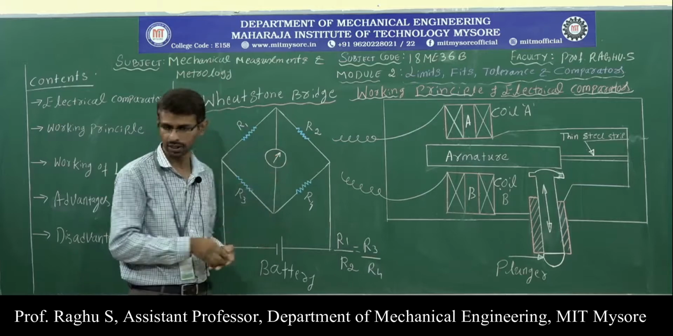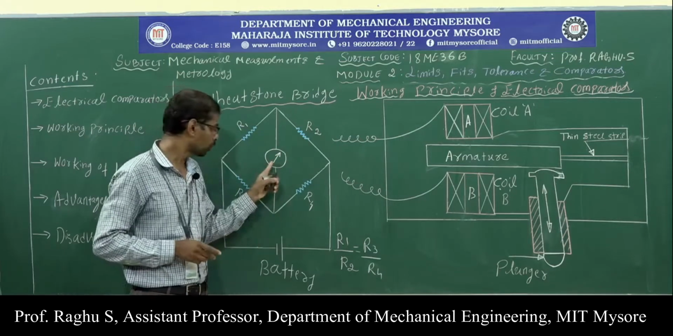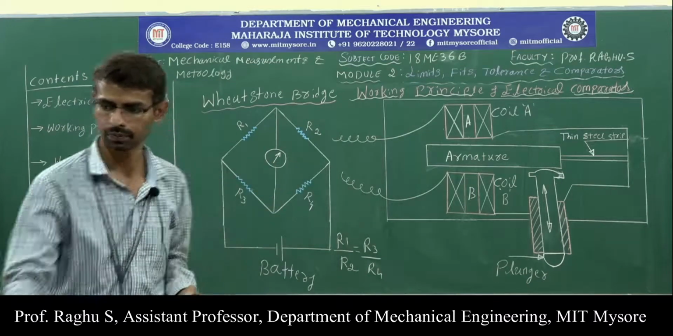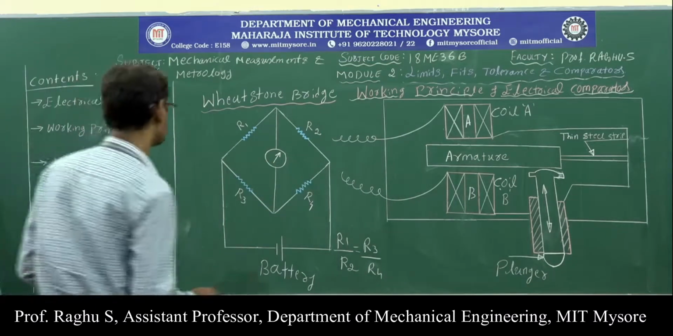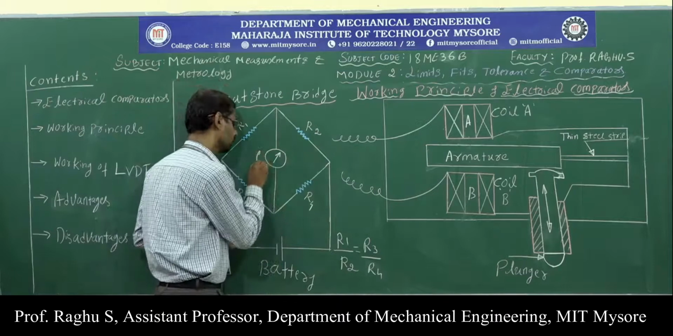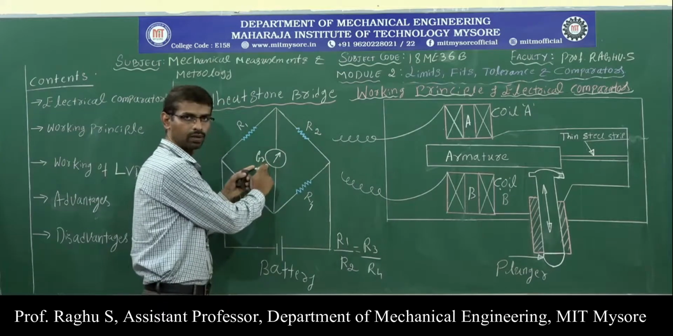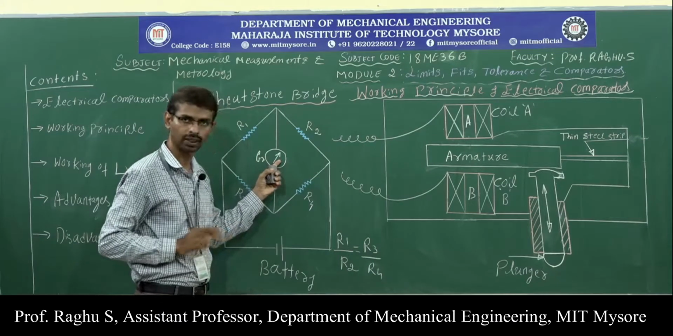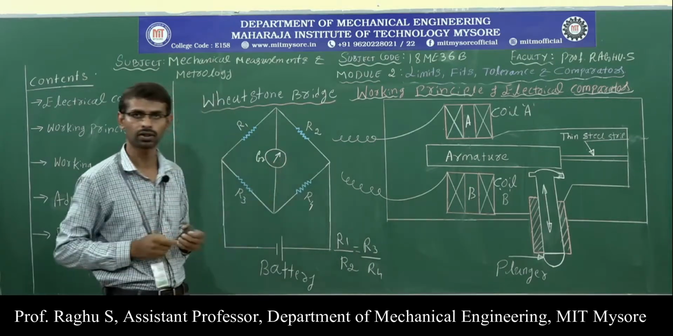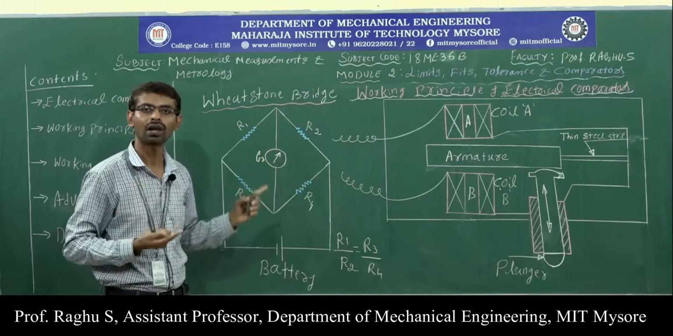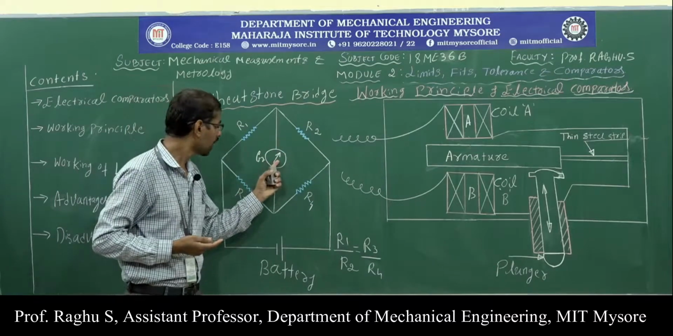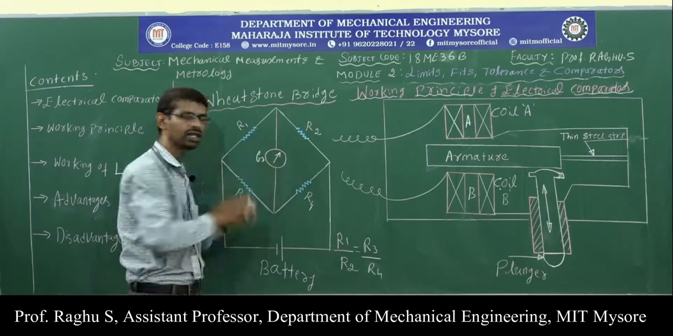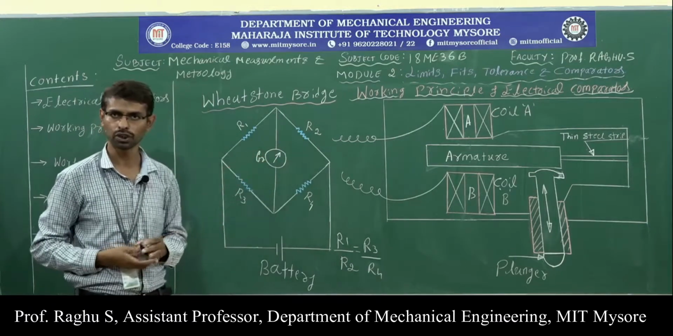So this is the galvanometer. When the bridge is balanced, there is no flow of current through the galvanometer, and hence the pointer shows 0 reading. When the bridge is unbalanced, current is flowing through the galvanometer, and hence the pointer moves on the scale. This is all about the Wheatstone bridge.